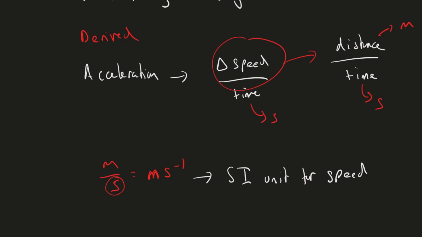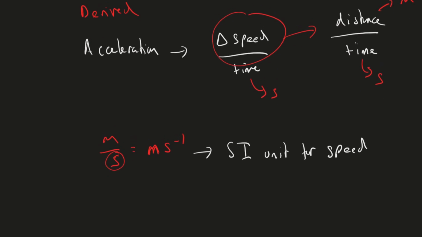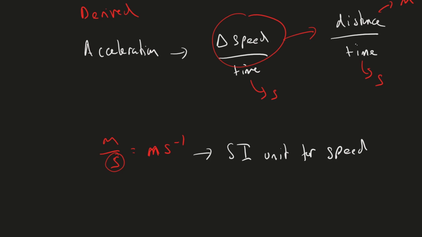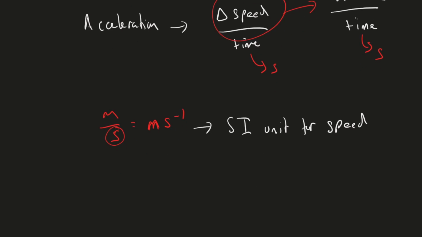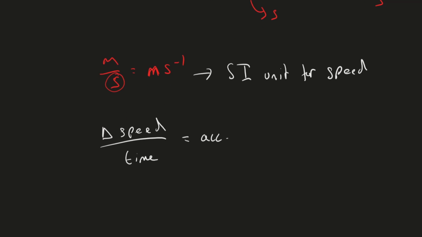Next, now that we've got the SI unit for speed, how do you use that to find the SI unit for acceleration? Well, we do a very similar thing to what we did in the equation before. So we've got change in speed over time equals acceleration. We'll just shorten that there. Now we can plug in the units for both of these. The unit for time is seconds, and the unit for speed, we just worked out, is meters per second.